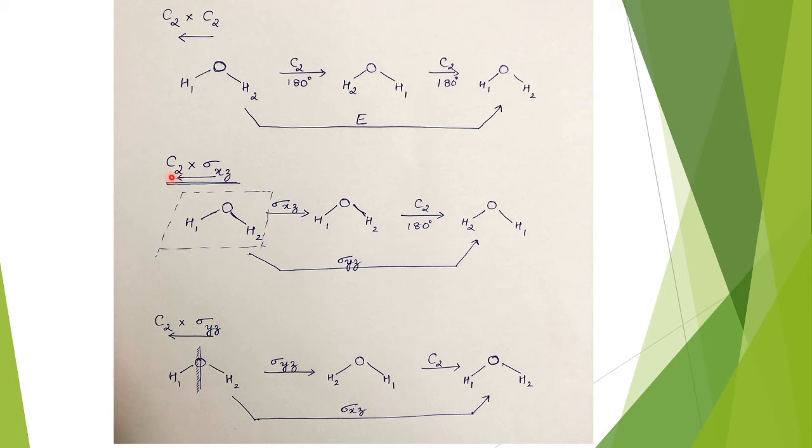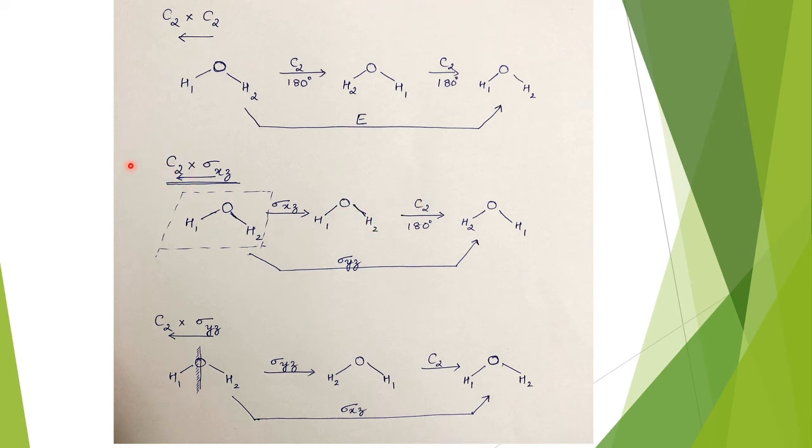So next one is C2 into sigma XZ. First we have to perform sigma XZ, and the sigma XZ is the plane which passes through all the three atoms, that is oxygen and the two hydrogen atoms, and we all know that it will leave the molecule unchanged because it is passing through all the atoms. So here we have H1 on the left hand side, oxygen, H2 on the right hand side.